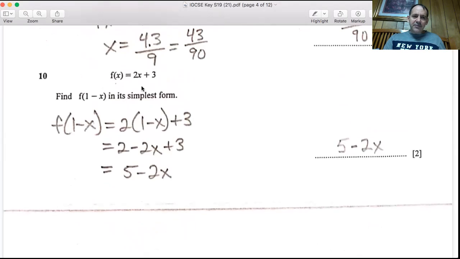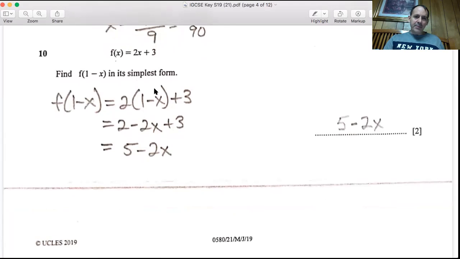Number 10 gives us a function notation here. f of x equals 2x plus 3. This is our function. Now it wants us to find our function evaluated for 1 minus x. So this 1 minus x is replacing the x. So that means in the equation, we need to also replace the x with the 1 minus x and then evaluate it.